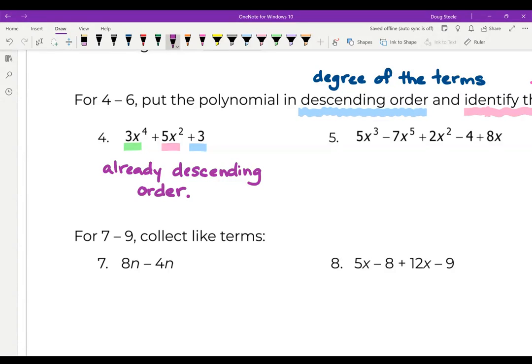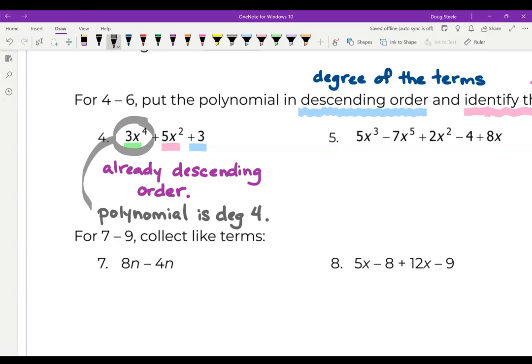So because it's already in descending order, we look at that leading term, and that leading term tells us the degree of the polynomial. In this case, that term has a degree of 4, so the polynomial is degree 4.